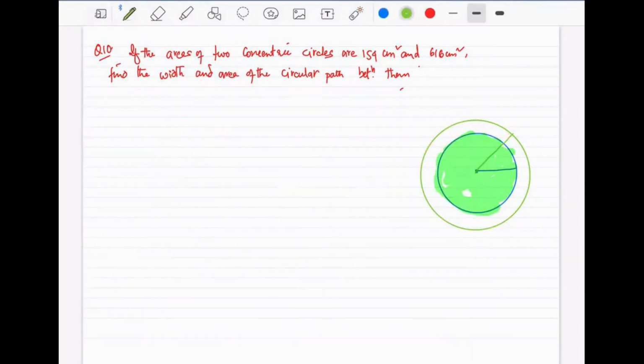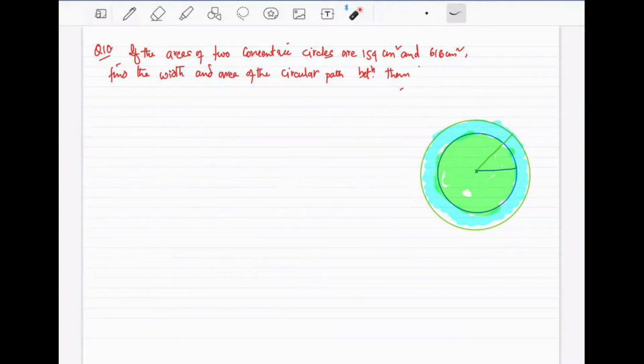So there is a circular path in between, right? I draw it with the blue. This circular path. The first thing to know is, what is the width of the circular path? What is the width of this circular path? How much is this? And then the other question is to find out the area. What is the area of this shaded portion, shaded with the blue?